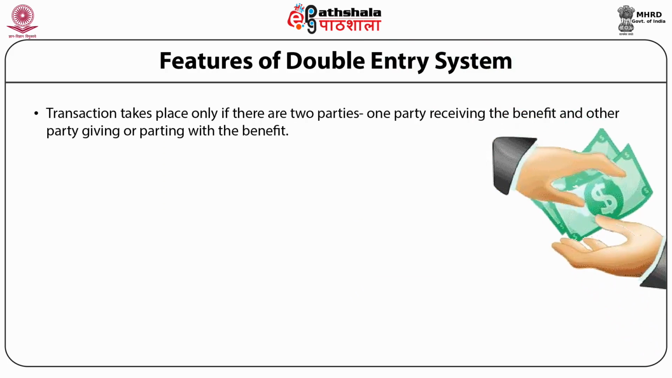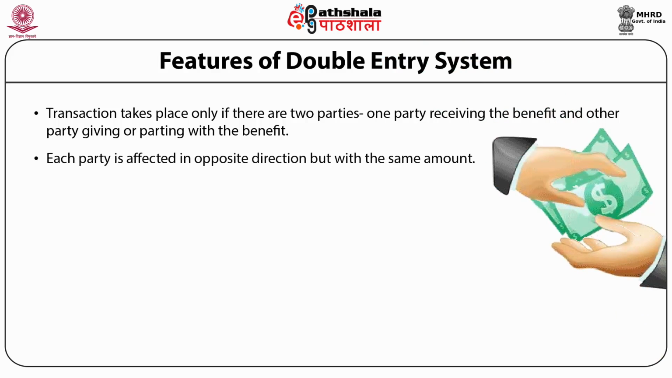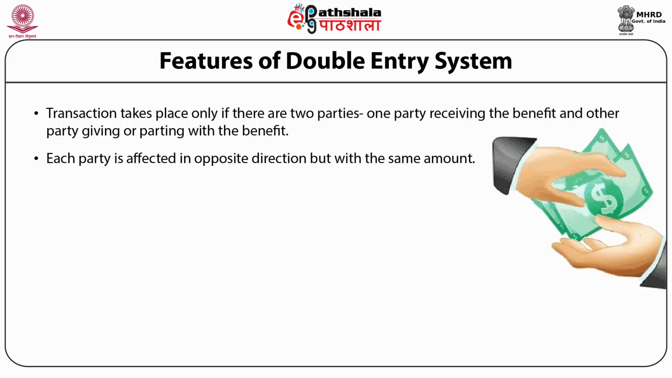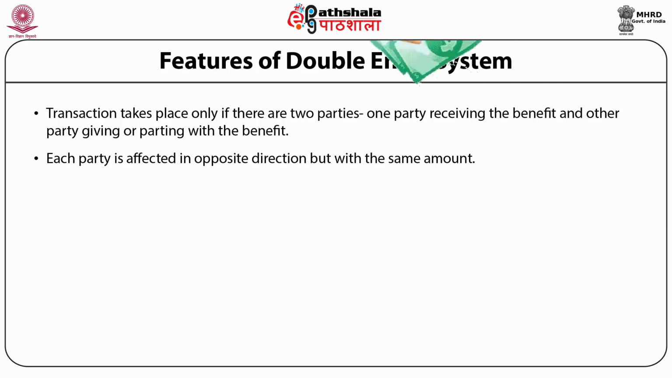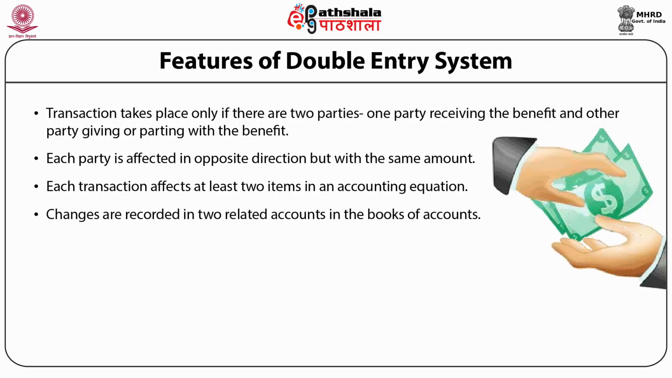Features of double entry system. Transaction takes place only if there are two parties, one party receiving the benefit and the other party giving or parting with the benefit. Each party is affected in the opposite direction but with the same amount. Each transaction affects at least two items in an accounting equation. Changes are recorded in two related accounts in the books of accounts.